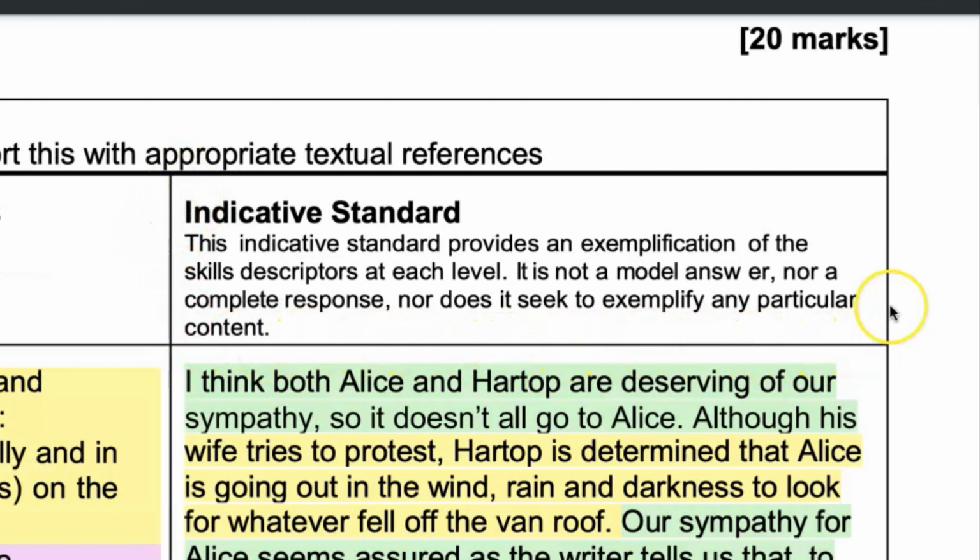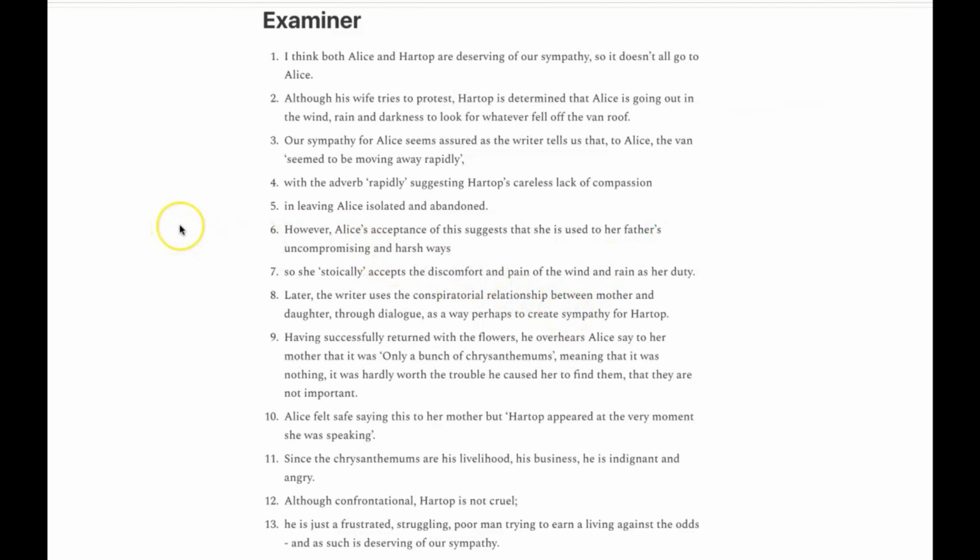This box tells us what the examiners mean by their example. They say, look, it's an indicative standard. In other words, this is what the quality should look like. It isn't a model answer, and nor is it a complete response, which is really annoying, isn't it? But what that certainly implies is 13 explanations is only part of an answer. So you can see writing 20 explanations doesn't seem unreasonable now. That seems like a logical total to get all 20 marks.